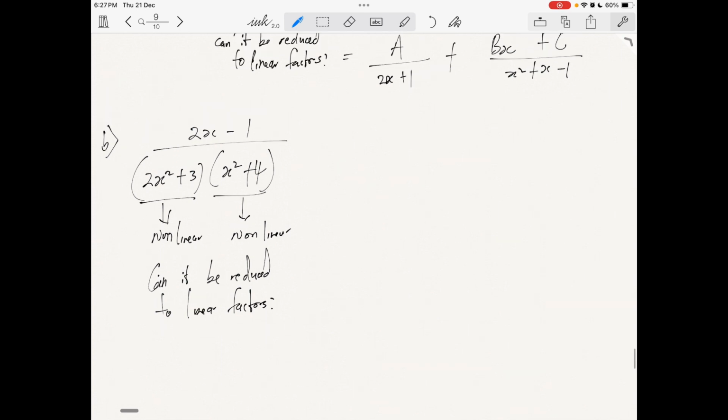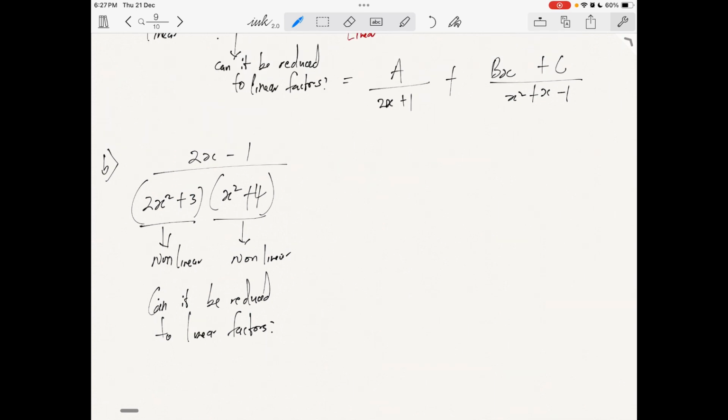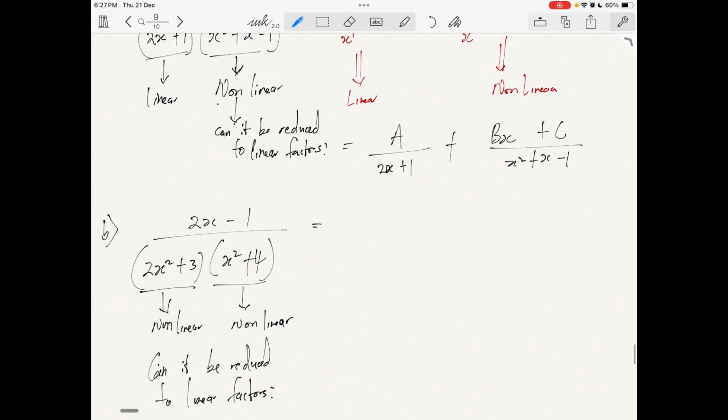All right, so what then is the plan? How do we go about it? As usual, we have two factors at the denominator: 2x squared plus 3 and x squared plus 4. Now let's go back.